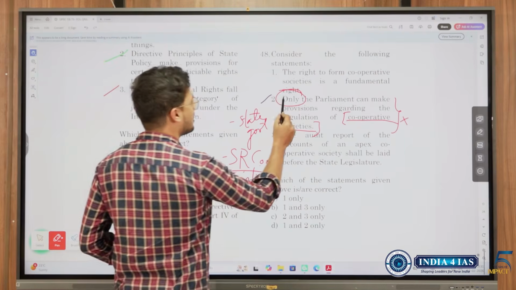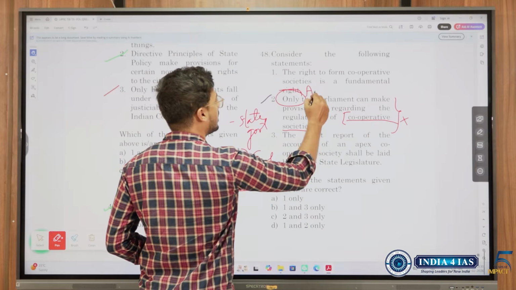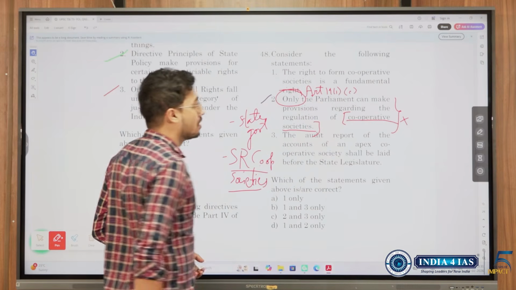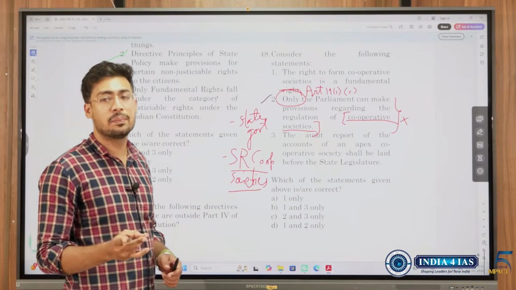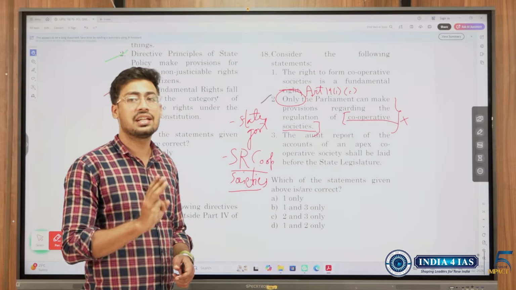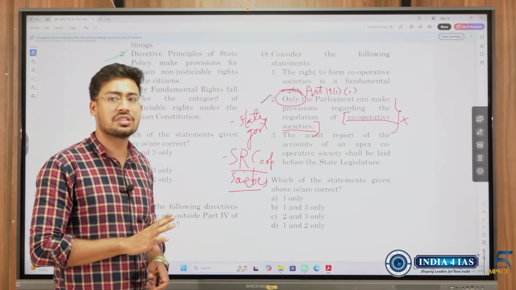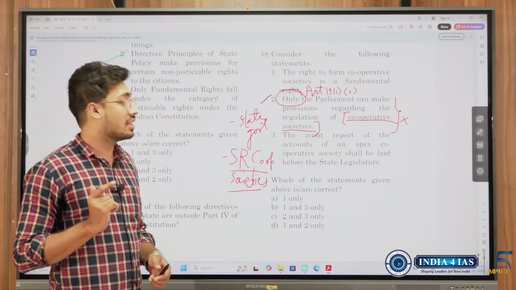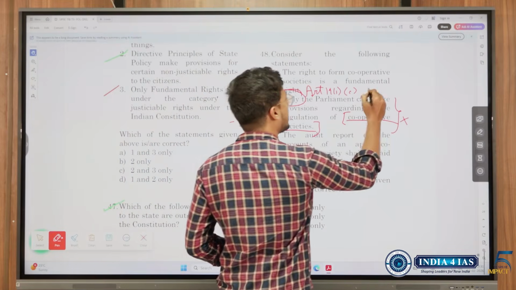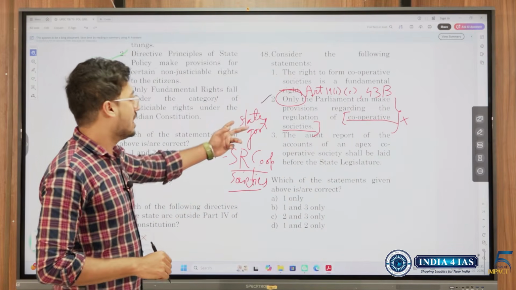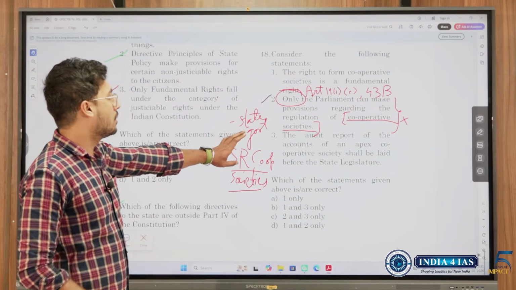The right to form a cooperative society is a fundamental right. It is a fundamental right under Article 19(1)(c). You should know 19(1)(a), 19(1)(b), 19(1)(c), 19(1)(d), 19(1)(e). 19(1)(c) means the right to form associations. A cooperative society is a form of association. So it is a fundamental right, and it is also found under DPSP under Article 43B. You should know all these. We have dealt with the next statement.